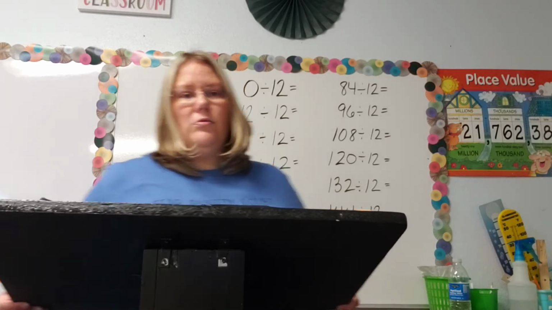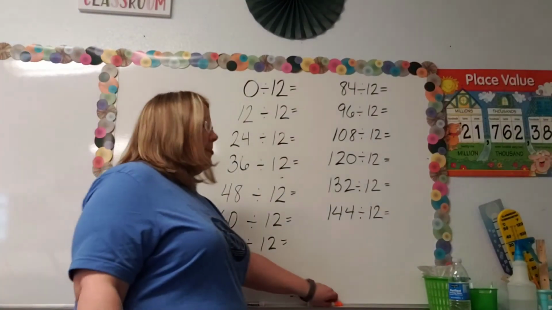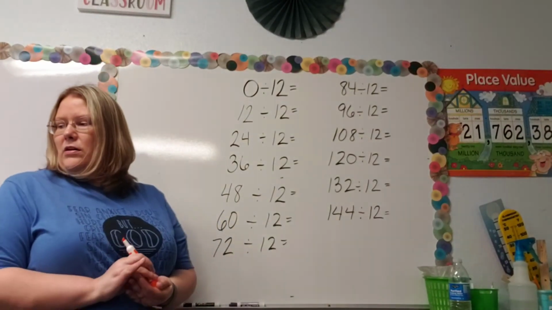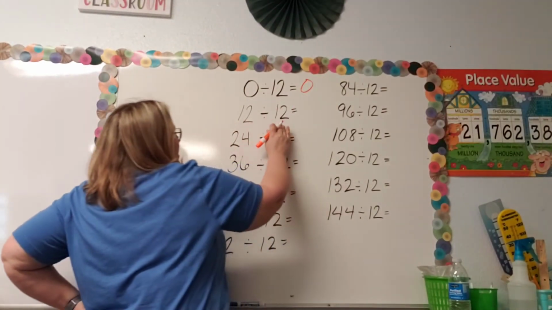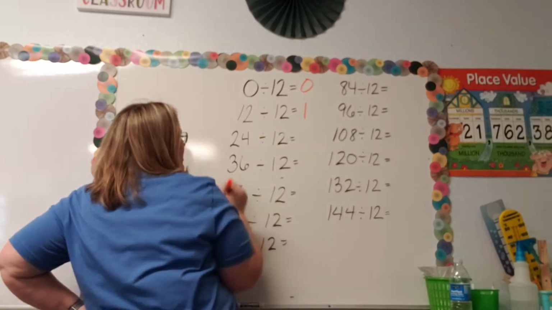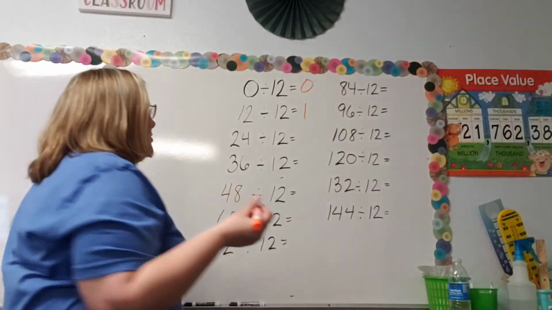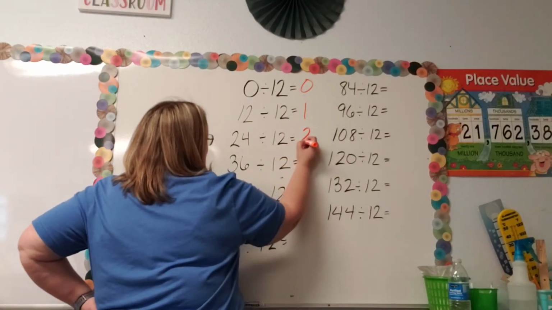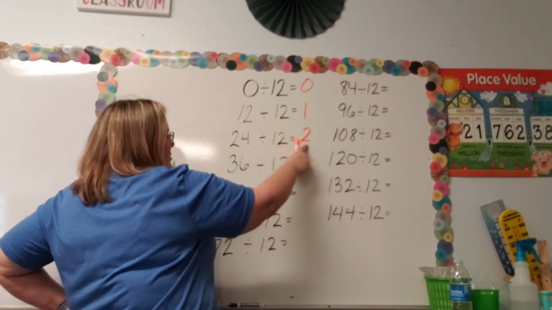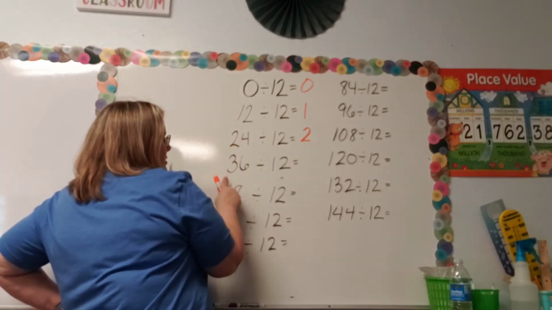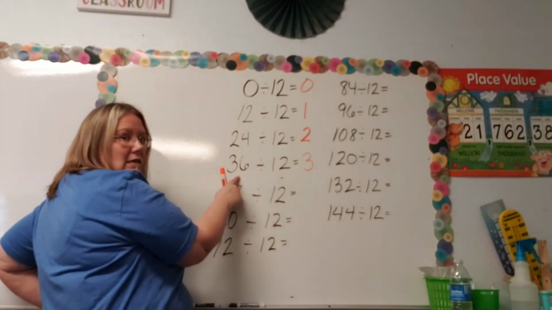All right, so on the board today, I have our 12 division facts. We're going to go through them. So 0 divided by 12 is going to be 0. If you have 12 and divide it into 12, you have one group. Okay, so this is 24, and you're dividing it into 12 groups where you're going to have 2 in each group. And then 1 times 12 is 12. 2 times 12 is 24. So 36 divided by 12 is 3, because 3 times 12 is 36.